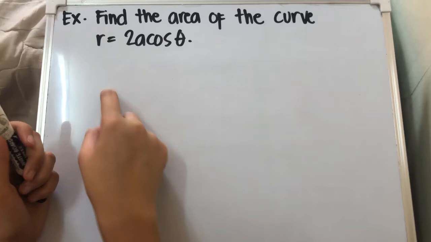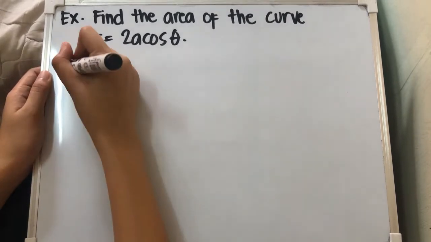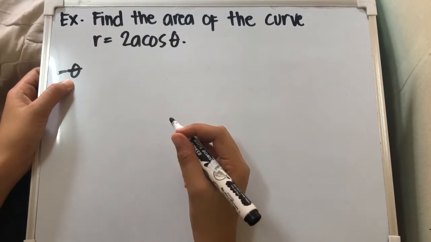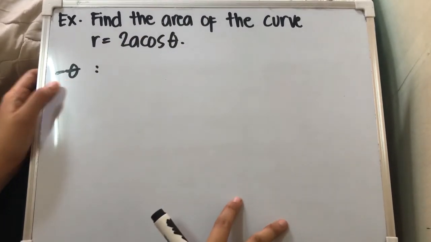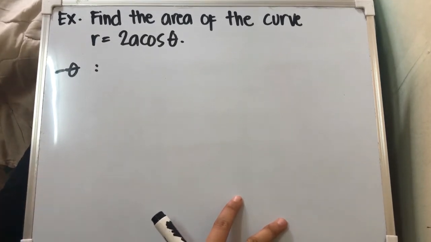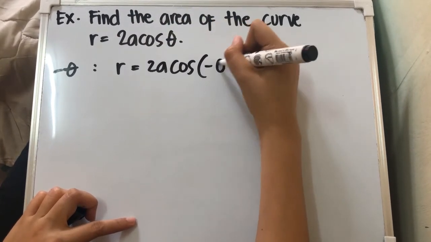Before we proceed with solving the area of our curve, we first need to test in which axis it is symmetric, where we expect our curve to be symmetric. Would it be in the x-axis or in the y-axis? In this case, we test if theta is replaced by negative theta. If it results in the same equation, then it is symmetric with respect to the x-axis. So r is equal to 2a cos negative theta.